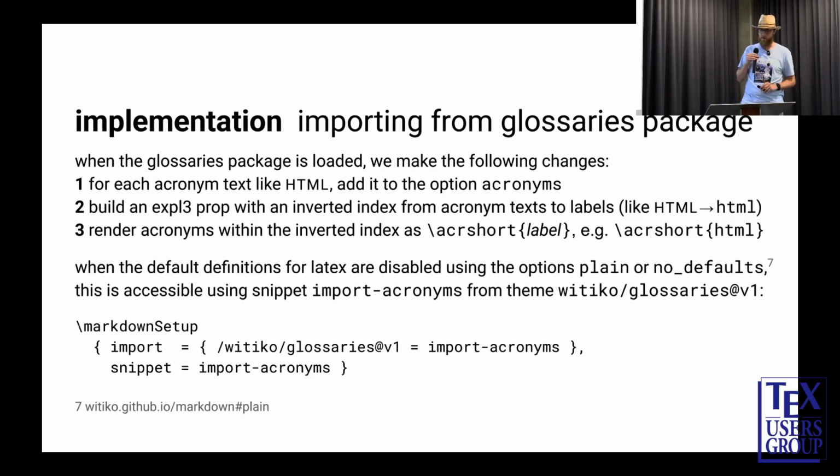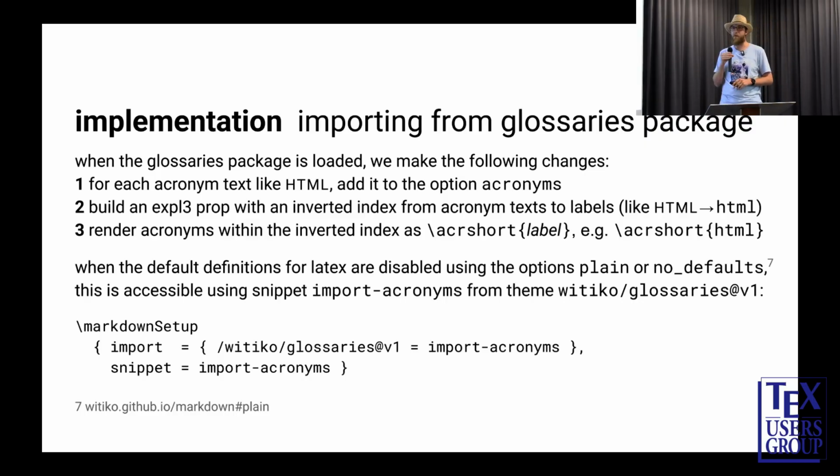As for importing from the glossaries package, we add each acronym text, such as HTML, to the option acronyms. We use an inverted index, which maps the text of the acronym back to the glossaries package label. And then whenever the acronym is encountered in the text, it's rendered as the short form of the acronym using the label, which is retrieved from the inverted index.